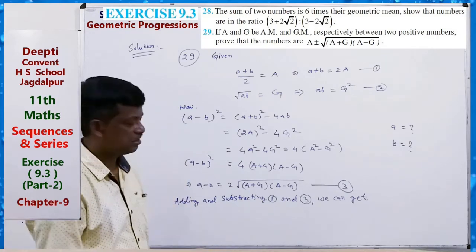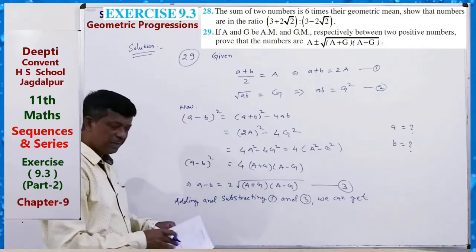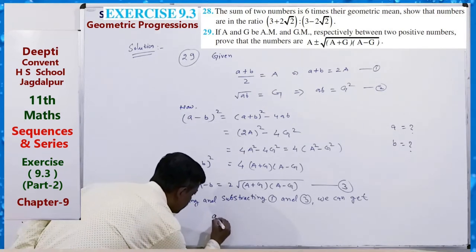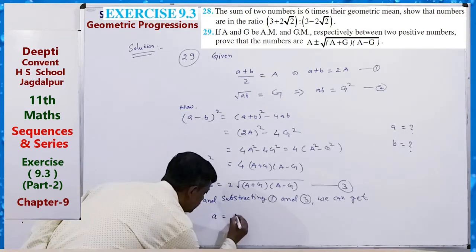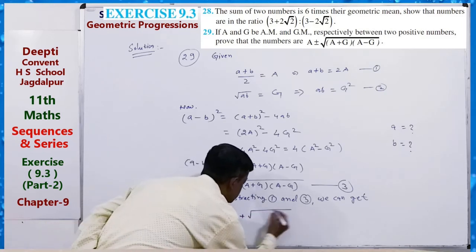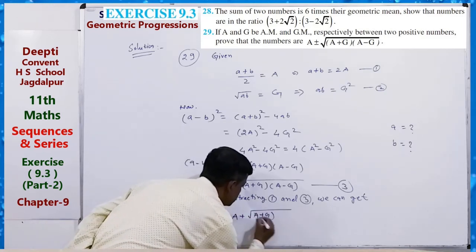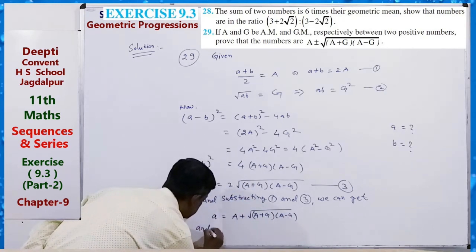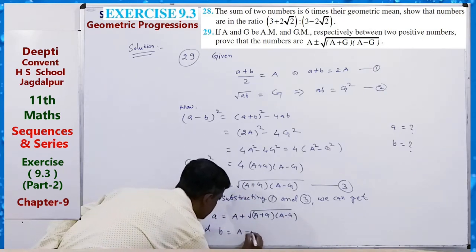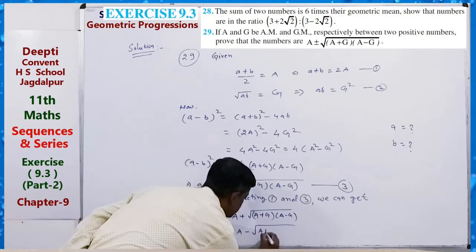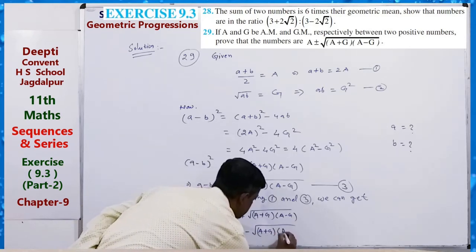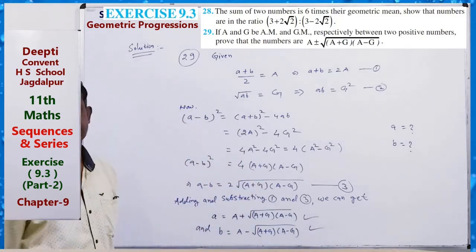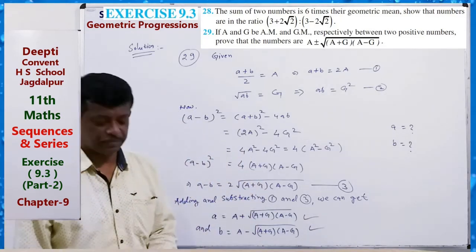Similarly, if we subtract, then we can get a minus of this. So a equals to a plus root of a plus g, a minus g, and b equals to a minus root of a plus g, a minus g. Okay, so this is the required result 29.